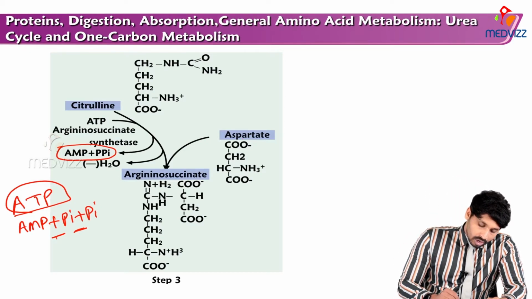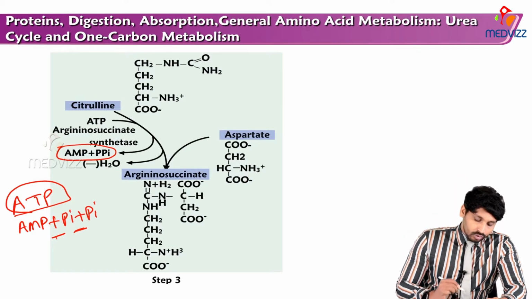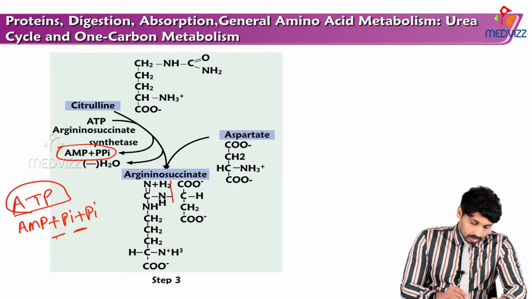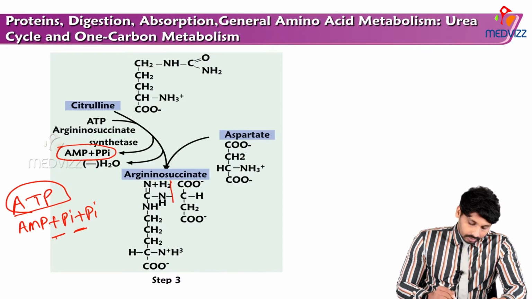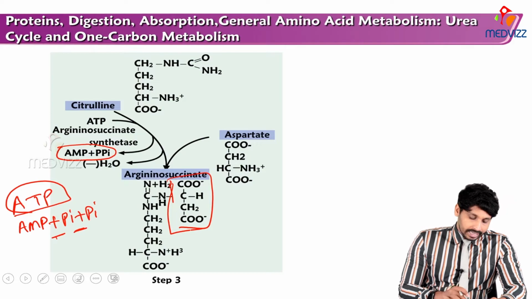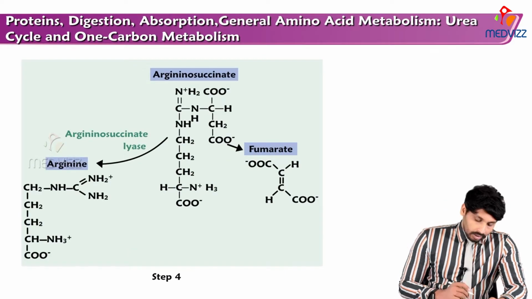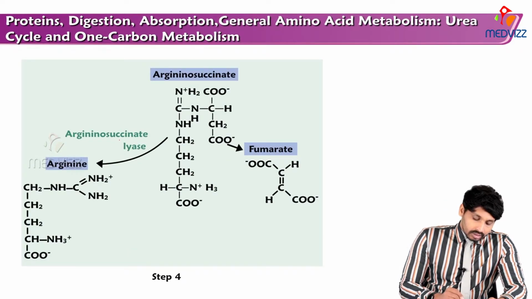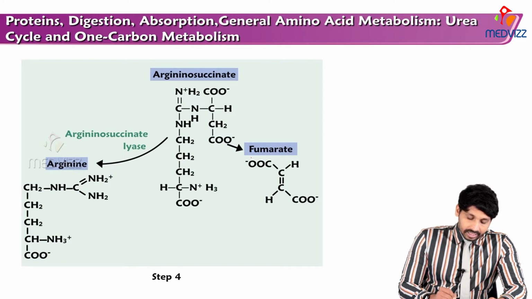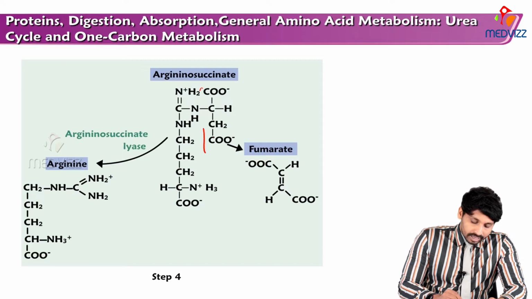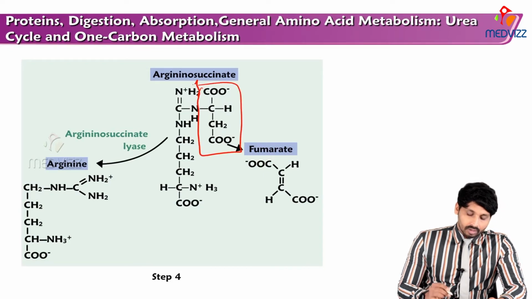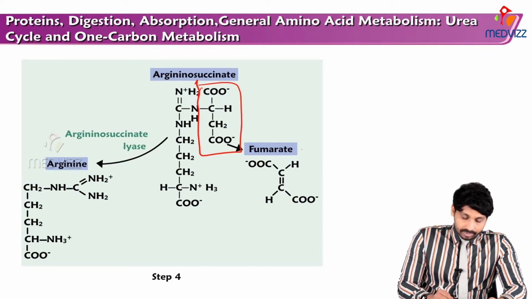Here you see a whole molecule of aspartic acid is added to citrulline. This is citrulline, and the whole molecule of aspartic acid is added by the enzyme argininosuccinate synthase. Then argininosuccinate lyase acts on the argininosuccinate. This is a succinate group, so this part has been removed as fumarate. As I told you, remember this part, fumarate.